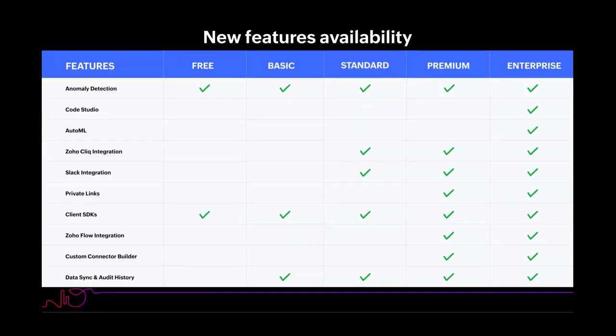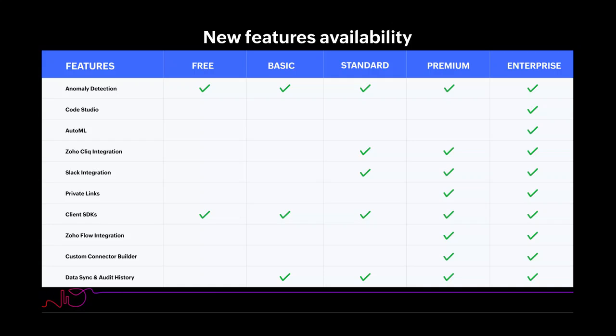The client SDK will be available in all plans, while AutoML and Code Studio features will be exclusive to the enterprise plan. Zoho Cliq and Slack integrations for scheduling report publications will be available from the standard plan. The custom connector builder will be a part of the premium plan. Data sync and audit histories will be included in the basic plan.